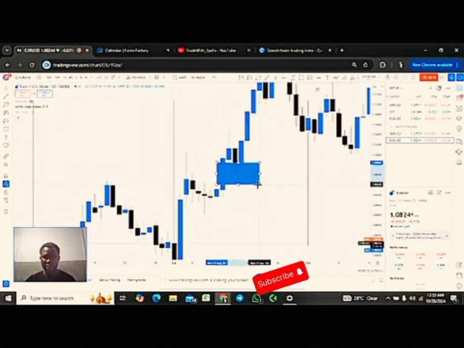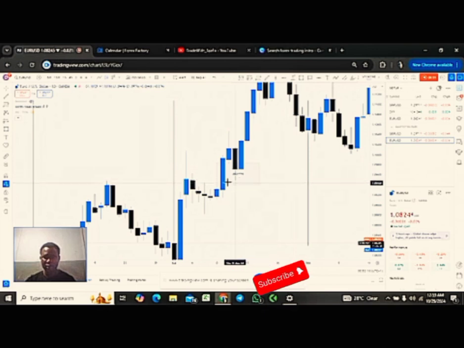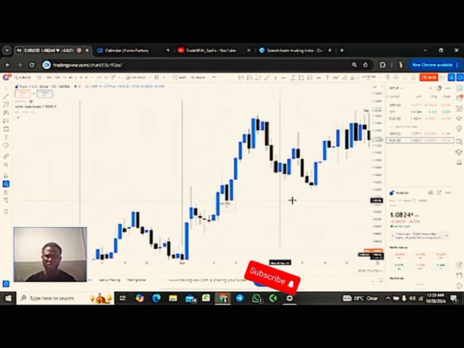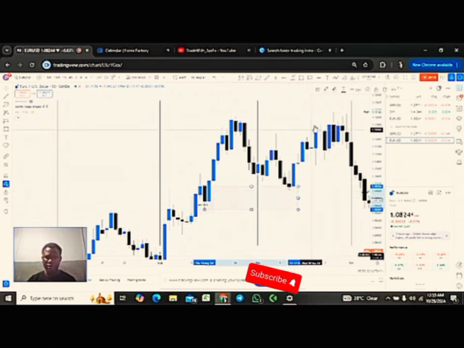Now I told you guys an FVG is three candles that create a gap between the first and the third one. You can see this is an FVG here. Price retraced into it and continued moving. So you see more FVGs than the other tools. And here is another block that price touched back into, and we see the move.